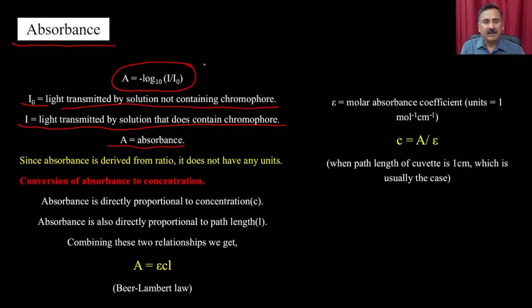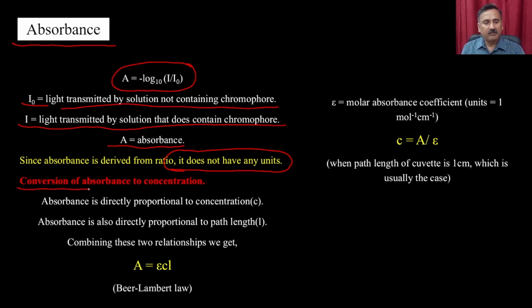So A is actually a ratio of I by I0, and because this is a ratio, it does not have any unit. That is very important. Many times, even in different types of exams, they will ask what the unit of absorbance is. So it is a unitless property.